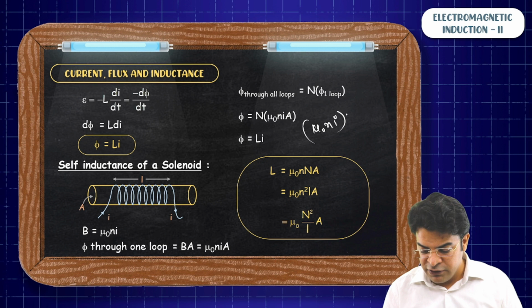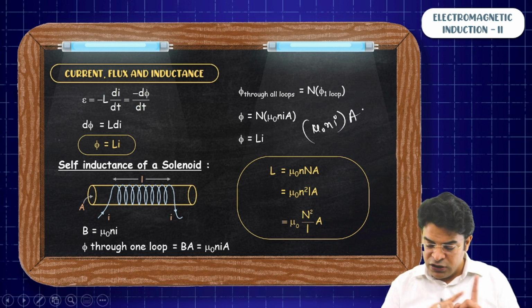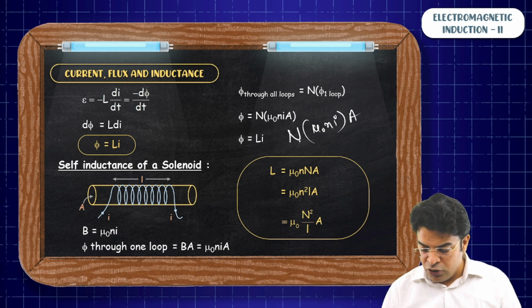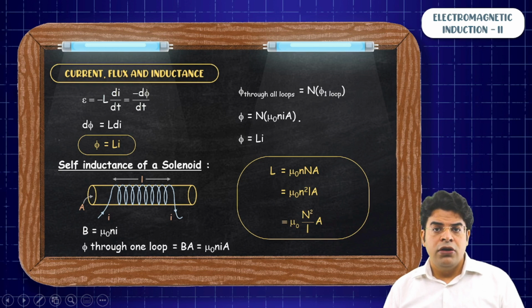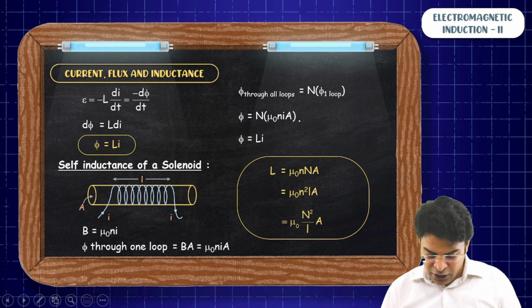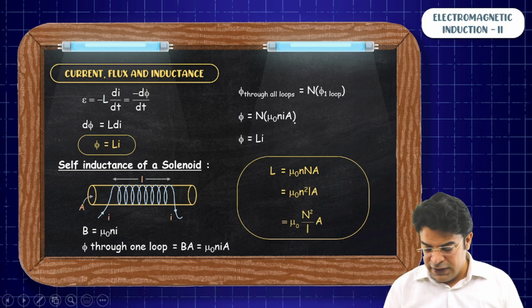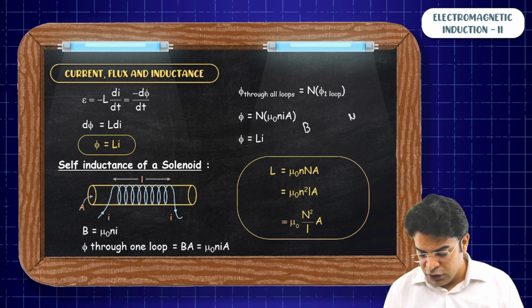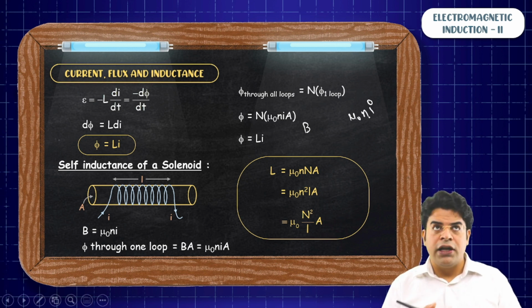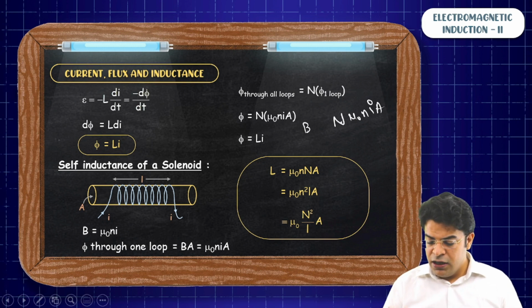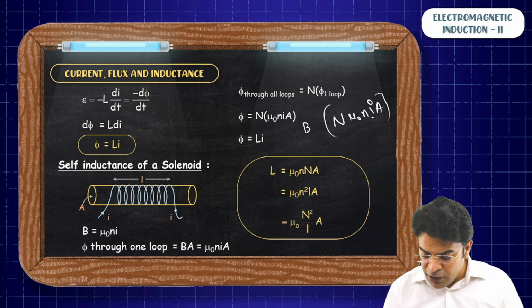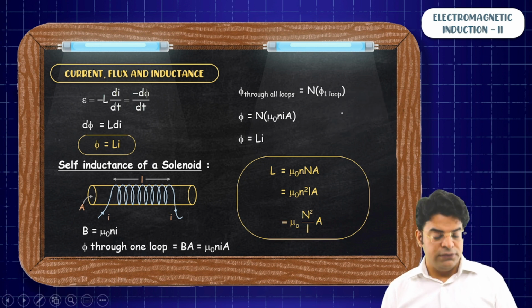So the flux linked with one turn is mu naught N i A. So the flux linked with the entire loop is N mu naught N i A, and this part apart from I is my inductance. So how do I write it? I think of it quickly: the magnetic field is mu naught N i, so the flux linked with one turn is mu naught N i A, and the total flux linked is N times this, and apart from I, whatever I have here is my self-inductance.